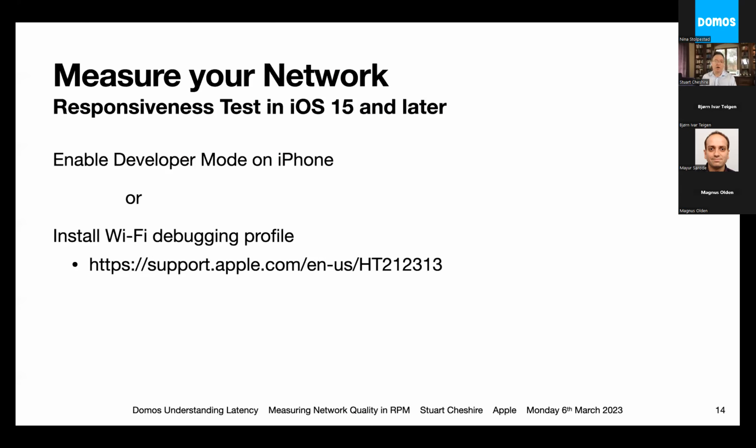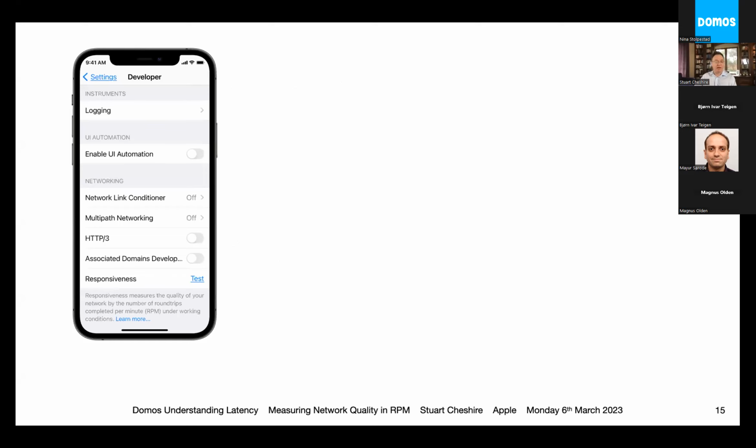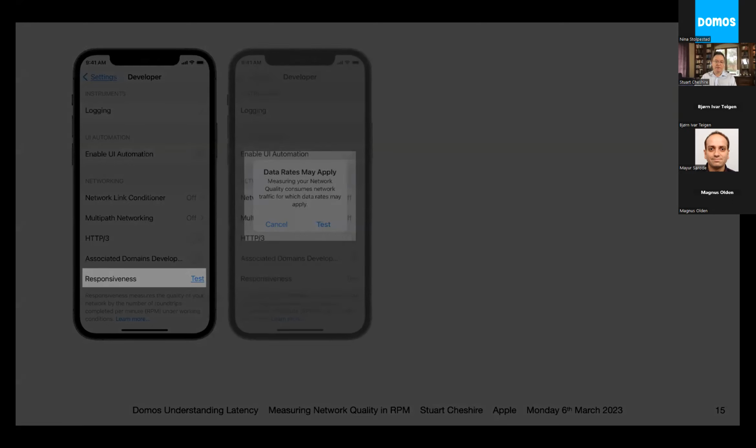And that's why in iOS 15, we introduced what we call the responsiveness test. And it focuses a lot less on throughput, but on latency. And you can enable this on your iPhone. You'll see this responsiveness section. You click on the test button.